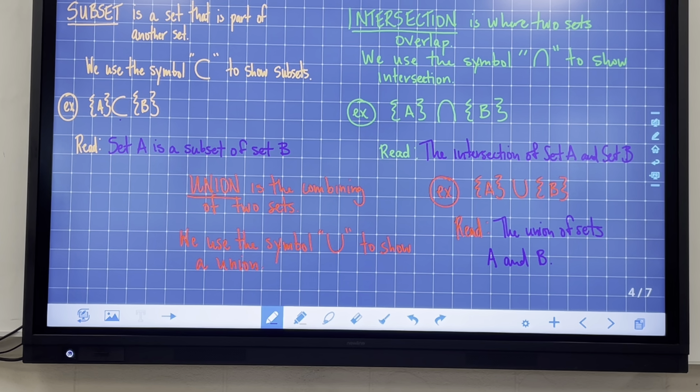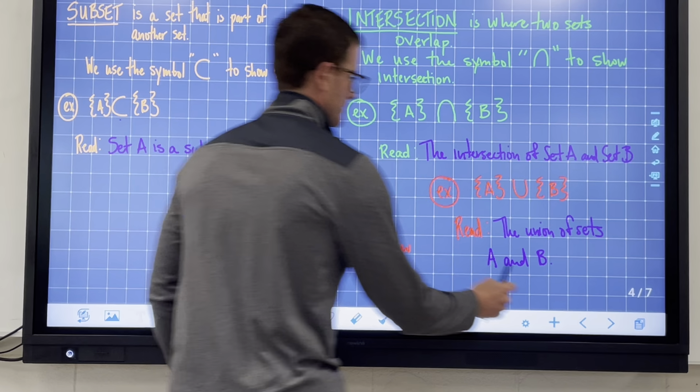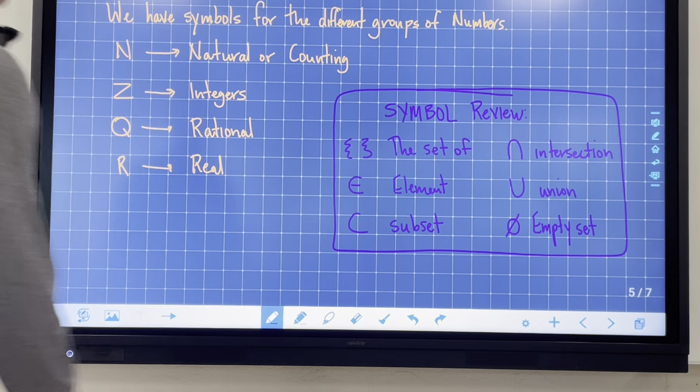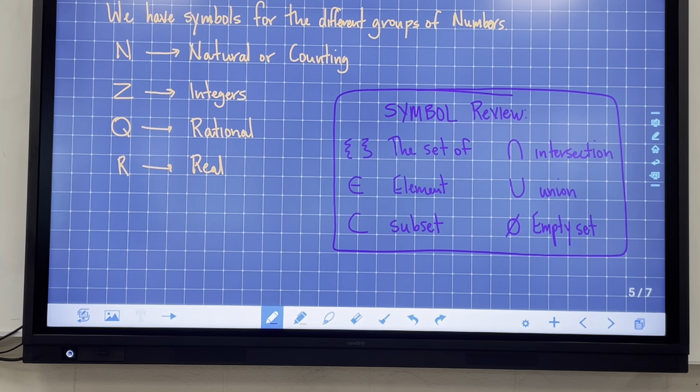All right. So subset, intersection, union. Next, some more symbols. Okay, so to make our lives a little bit easier, we have some symbols for the different types of numbers. Okay, so we have symbols. N is for natural or counting, which may be better if you just remember as natural. All right, so an N is for the natural numbers. Z is for integers.